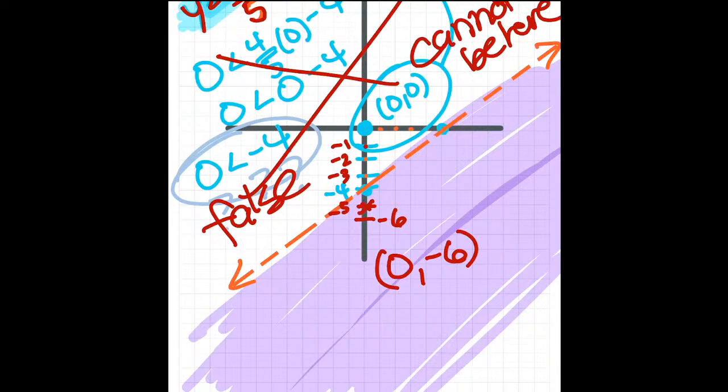Why is it 0, Mike? Didn't you just say it's -6? The x is 0. Remember that? The x is 0 for this because we're on the y-axis. The -6 is -6 because we're on the y-axis.